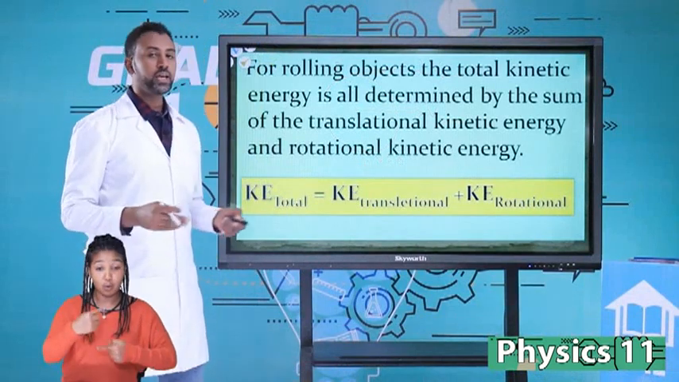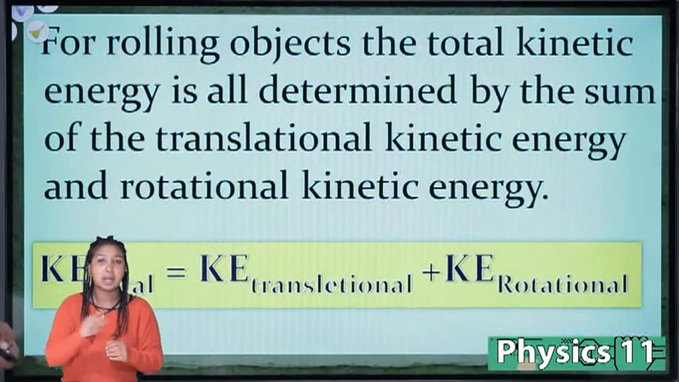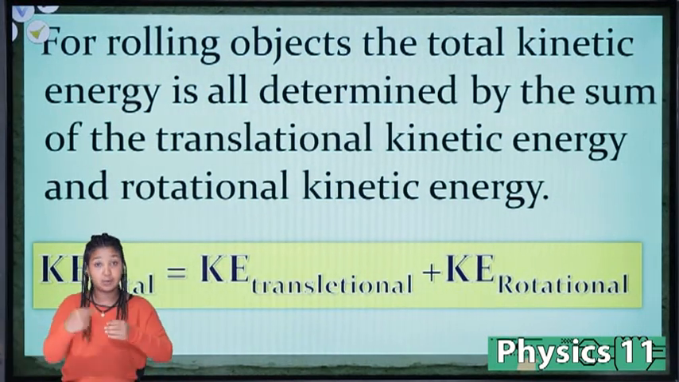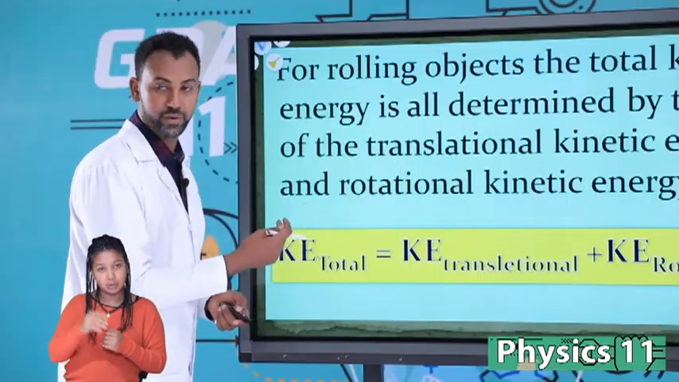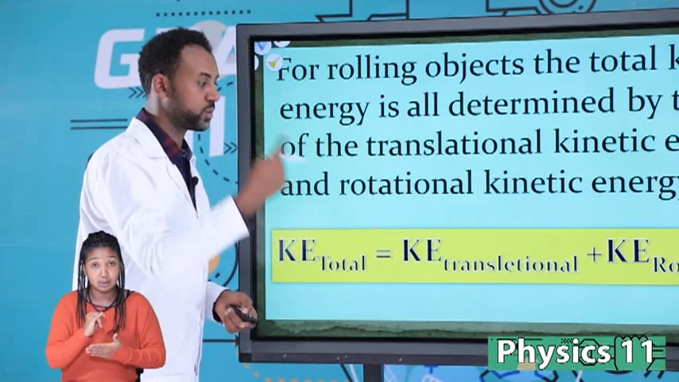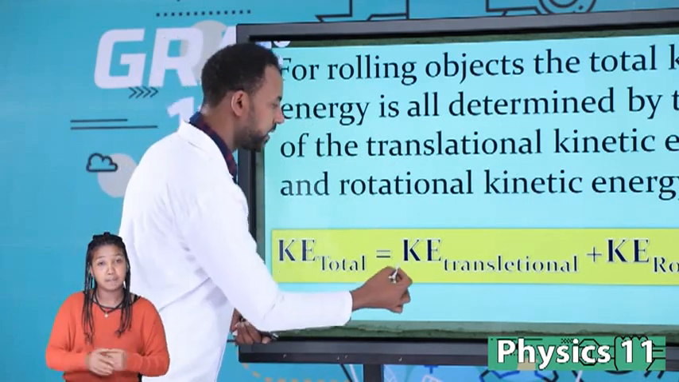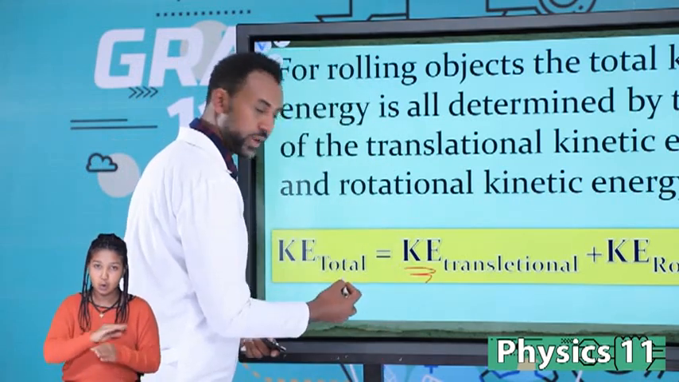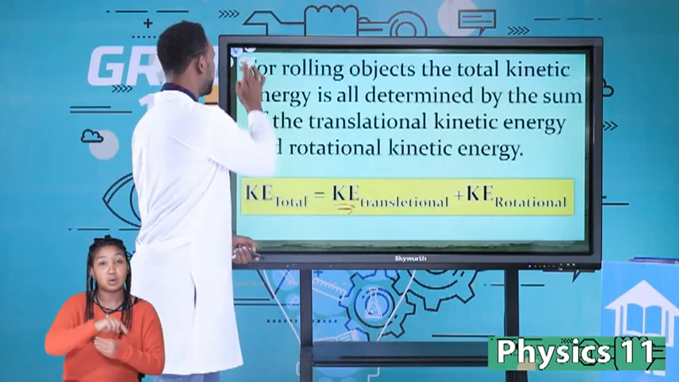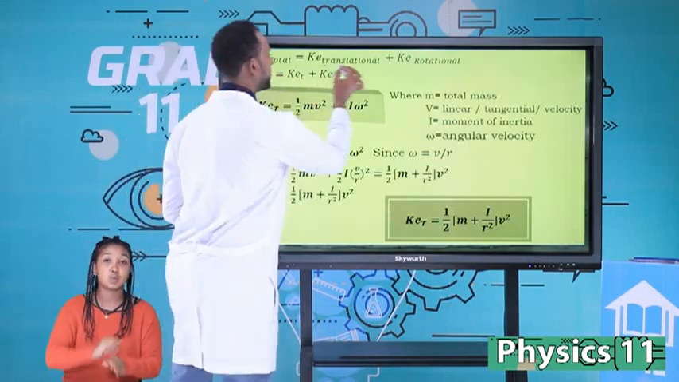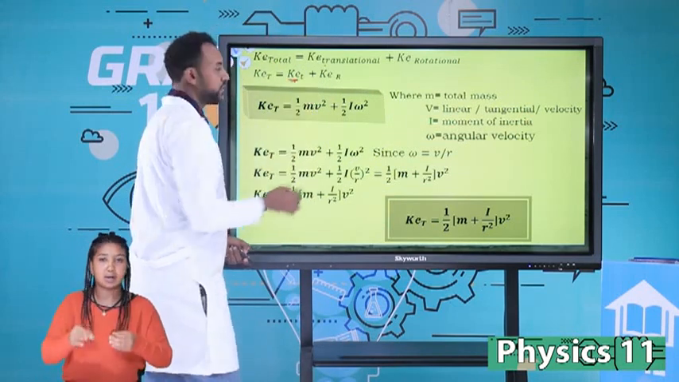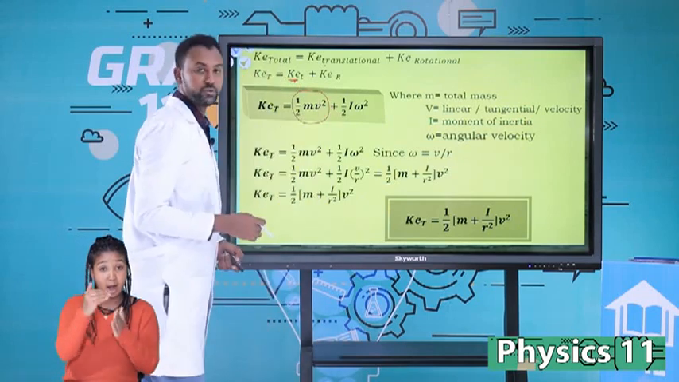So for rolling objects, how do we determine the total kinetic energy? The total kinetic energy can be determined using the summation of a translational part, as we have previously seen, for the center of mass, and a rotational part for the other particles. Therefore, the total kinetic energy is the summation of translational kinetic energy and rotational kinetic energy. What is the translational kinetic energy? It is given as half mv squared.